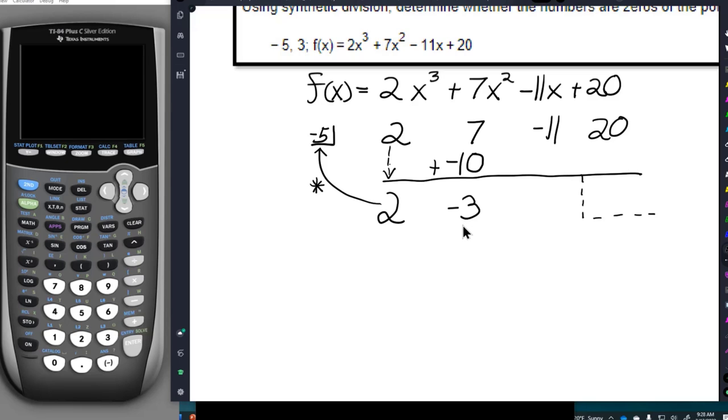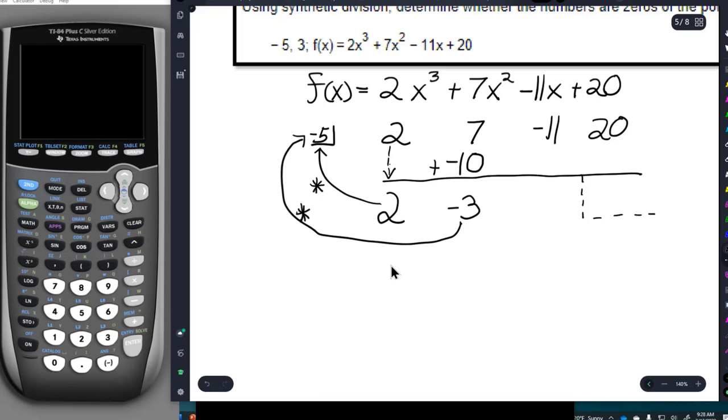I'm going slow so that if anybody is writing, you can catch up, or you will not get behind. Now we're going to take negative 3, and we're going to multiply it by negative 5. So here I'll put my multiplication sign in there. Negative 3 times negative 5 is positive 15.